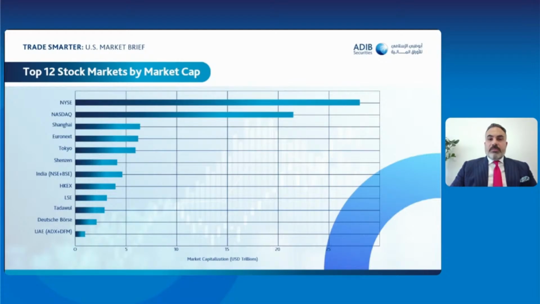We have the 12 top markets here listed in terms of market cap. You've got the UAE with ADX and DFM combined at number 12. We offer at ADIB Securities 5 of the 12 exchanges that are represented here, the 12 largest exchanges, obviously the New York Stock Exchange, the NASDAQ, also the Saudi Tadawul, and the ADX and DFM in the local markets.